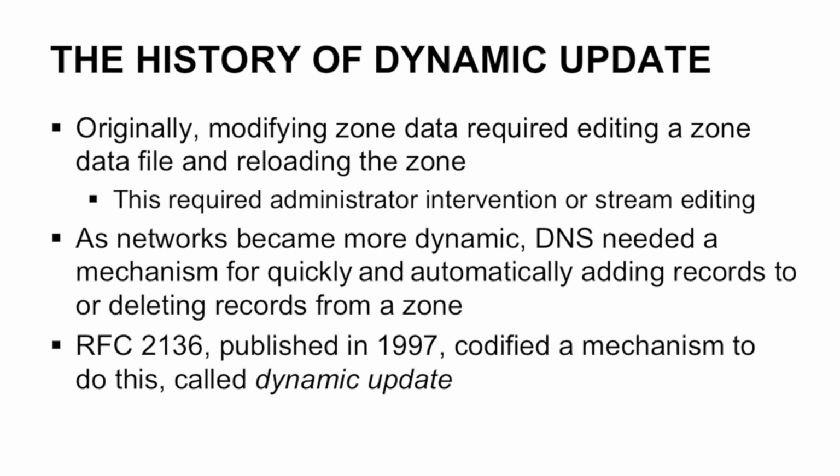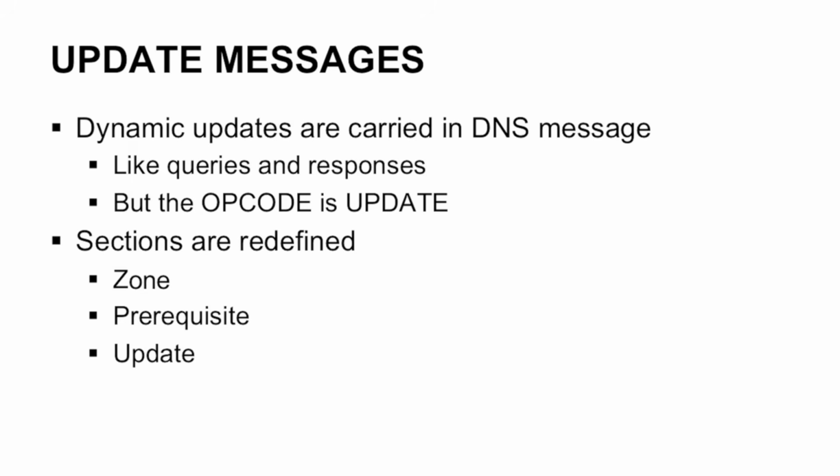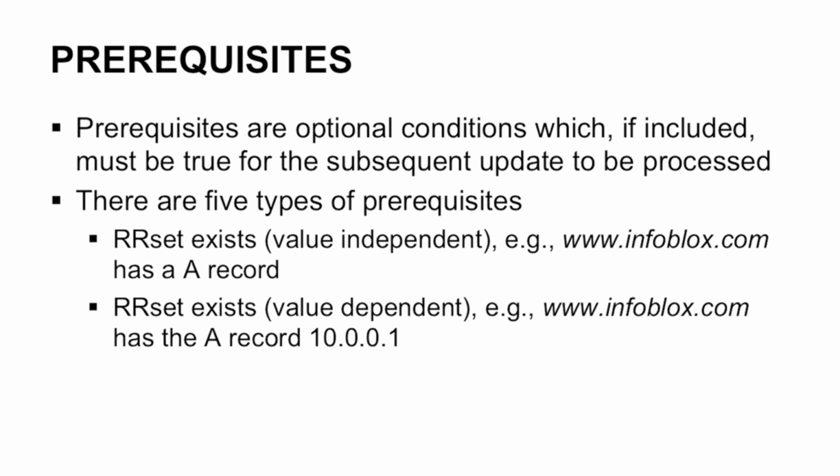So RFC 2136 was published in 1997, and Dynamic Update was born. Like DNS queries and responses, updates are carried in DNS messages and identified with a unique opcode, UPDATE. Updaters, which can be any devices with the appropriate code, not necessarily a name server, send updates to the authoritative name servers for a zone to add records to or delete records from it. The sections of the DNS message after the header are repurposed as the zone, prerequisite, and update sections. The zone section simply contains the SOA record of the zone to update.